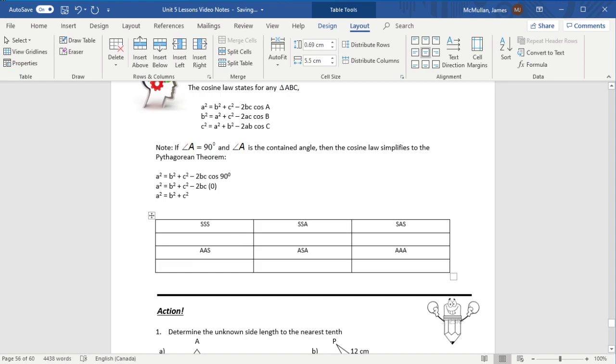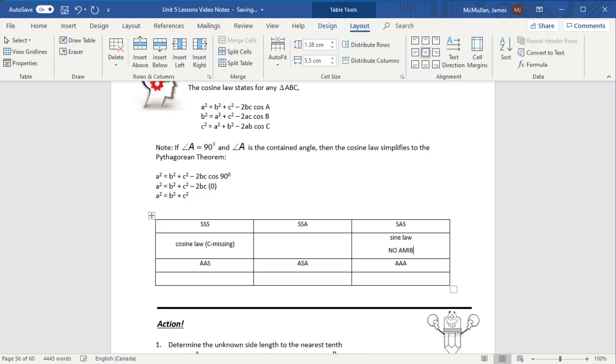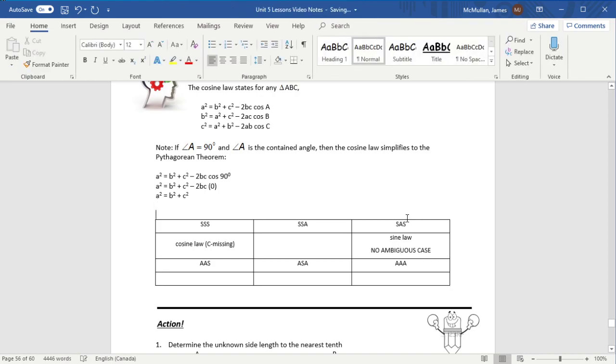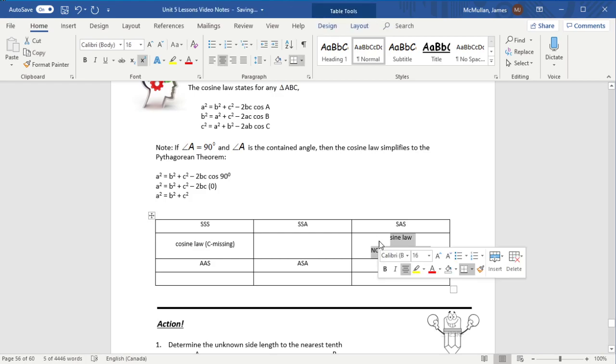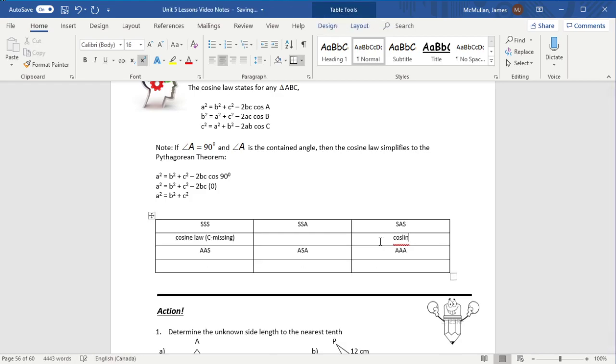Now, side, side, side is a cosine law. I'm just going to write in there, capital C is missing. I'll explain what that means again. Side angle side, sorry, I'm looking at the wrong thing. Sorry, this is cosine law again. The little c is missing that time.